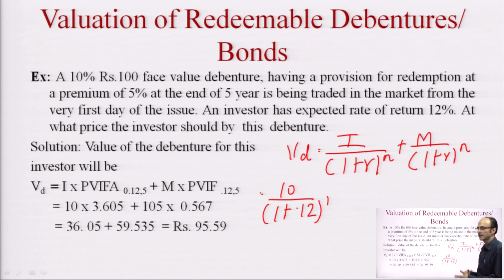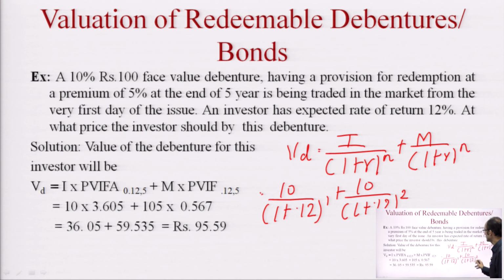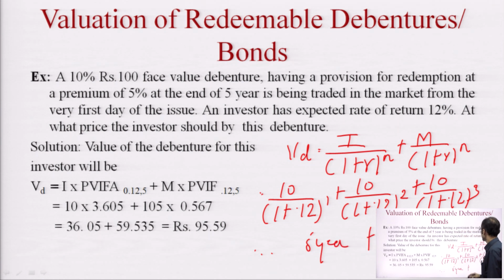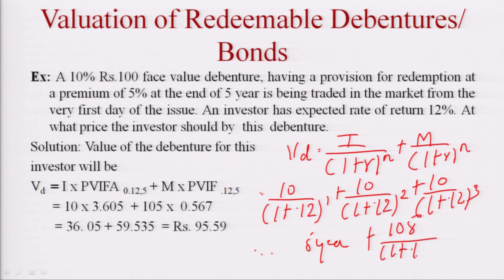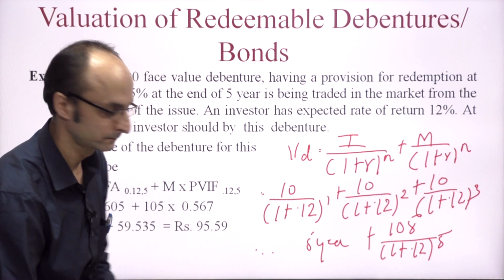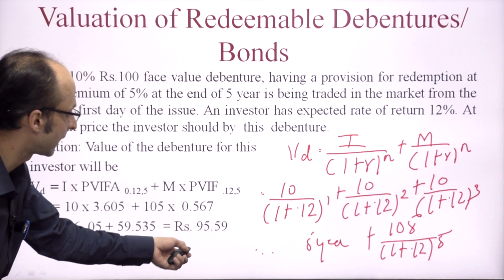This is the first year we will be discounting it, and the second year what will happen? Same thing will happen, only the value will change for the number of years. The discounting will be for 2 years. Similarly 10, 1 plus for 3 years and so on till 5th year, and in 5th year the bond holder will also get the maturity value, which is 105 divided by 1 plus 1.2 to the power 5. Now you can see here the years have matured, maturity has done, and the value has come out to 95.59.